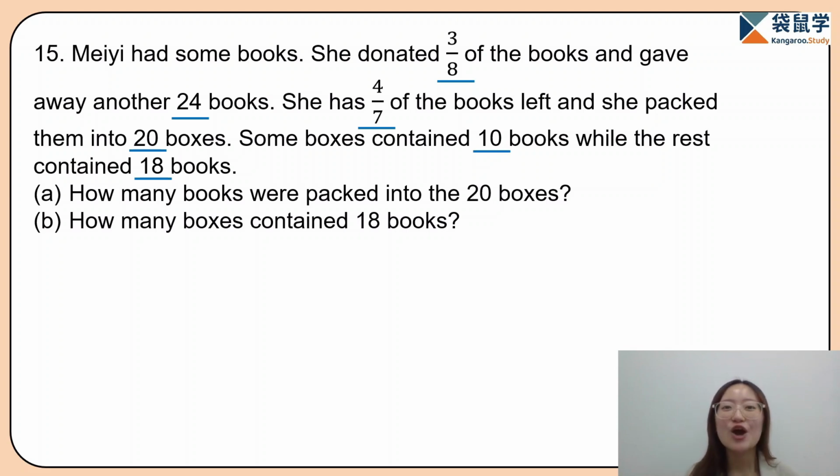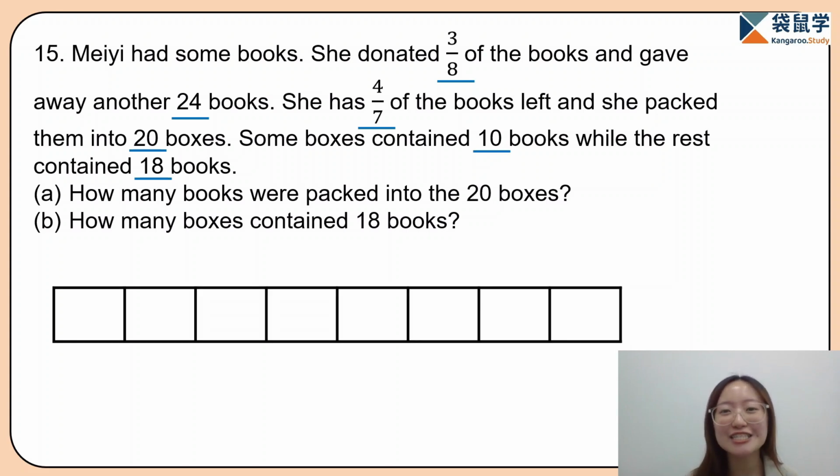So firstly, we are given fractions. What is one way that we can visualize fractions? Drawing models. So we have a fraction of 3/8. So let's draw this first. So we will need a model with 8 parts over here. And in order to get 3/8, we will need to take 3 parts. And this will be what was donated.